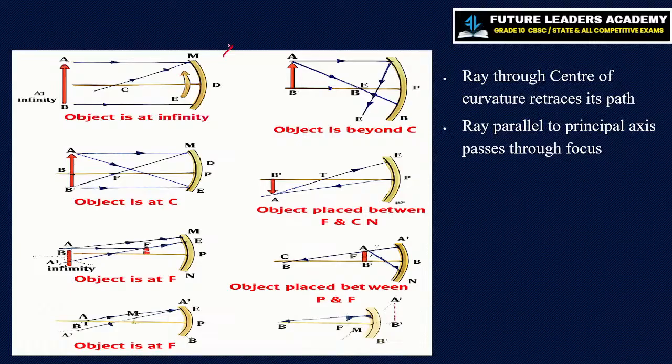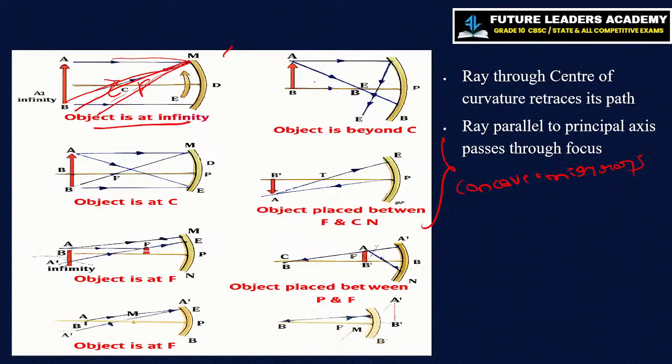See, this is the concave. These all are the concave mirrors. When the object is at infinity, the ray should pass through this point. Here there is a small mistake, it is going here. The ray will pass through the focus point. If it comes from the curvature, then it will go back along the same path.